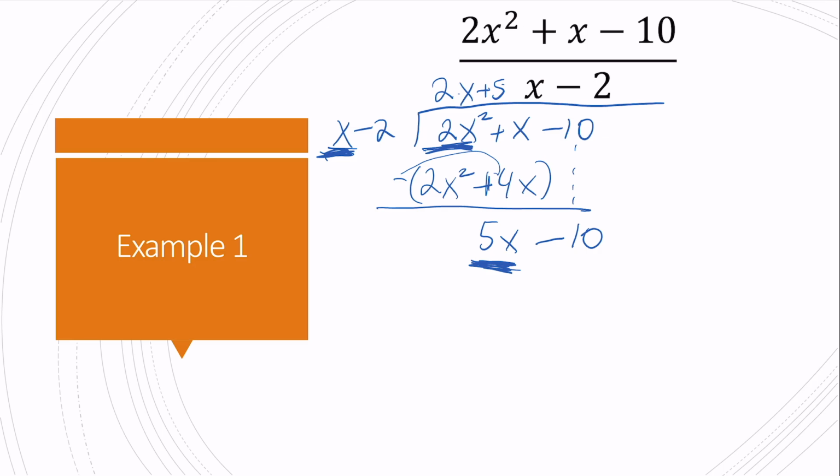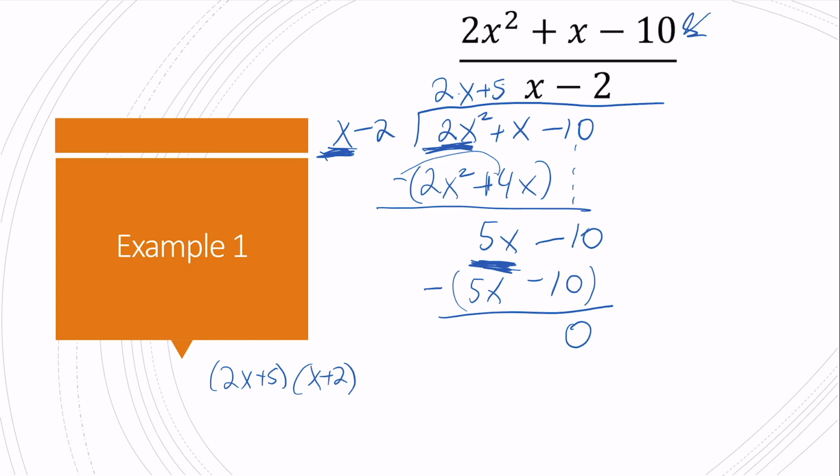5 times x is 5x. 5 times negative 2 is negative 10. And when I subtract, I get no remainder. That means that these are perfect divisors of each other. So I could rewrite, if I wanted to, 2x plus 5 times x plus 2.